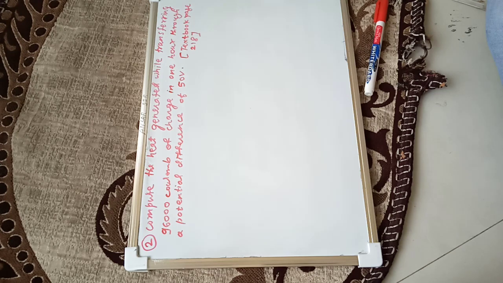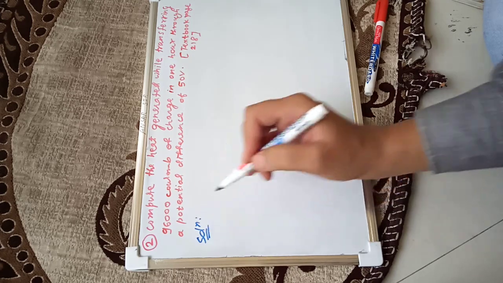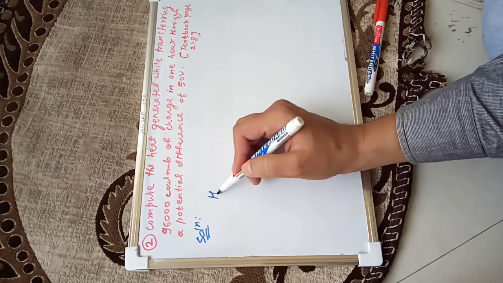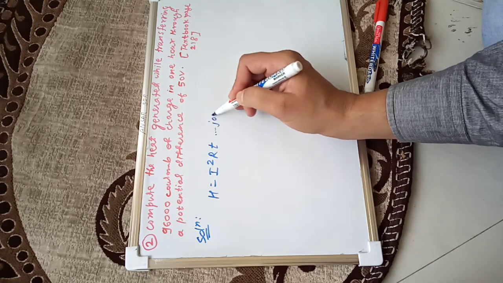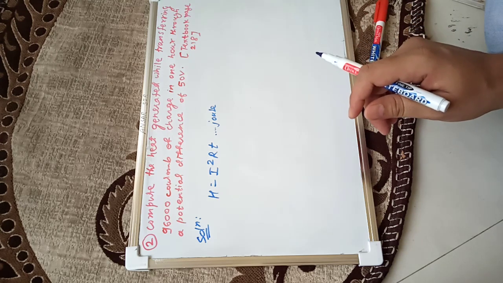That was the first question on page number 218, the in-text question. The second question is a numerical question, and we will solve it. See the question. Compute the heat generated while transferring 96,000 coulomb of charge in 1 hour through a potential difference of 50 volt. Let us solve it. We know what is given. We have to find the heat generated, and we know the formula for heat generated is H is equal to I square RT joule. The SI unit of heat is joule.